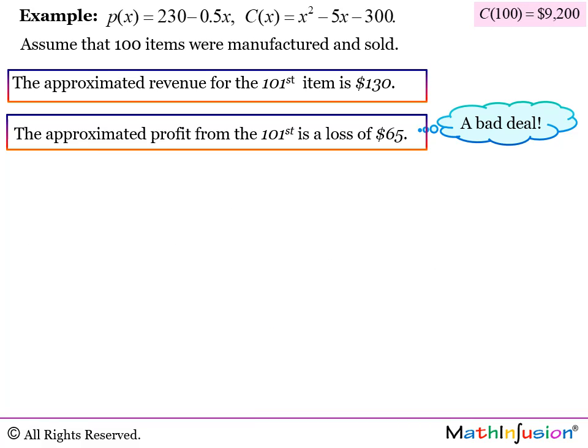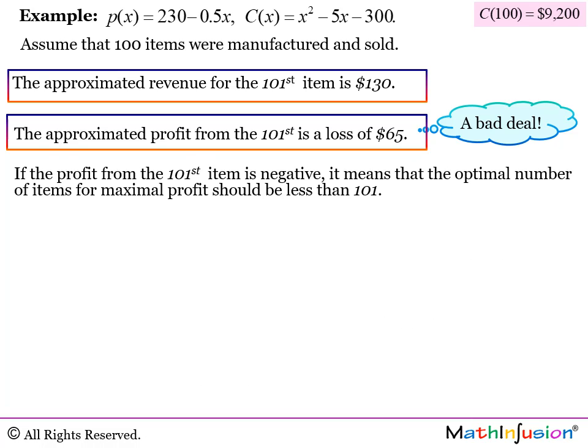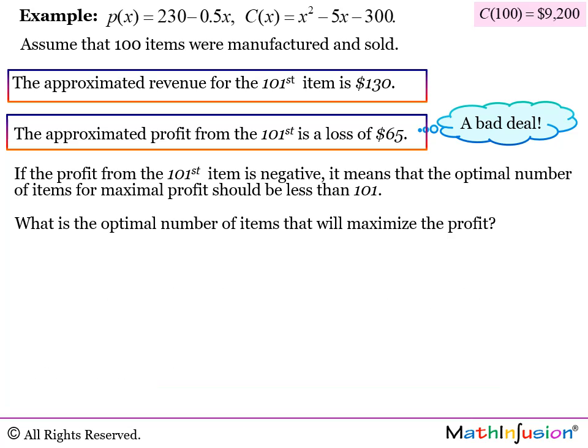Let's summarize this example. The approximated revenue from this additional 101st item is $130. The profit is a loss of $65. It means that the optimal number of items for maximal profit should be less than 101, obviously. What is the optimal number of items that will maximize the profit? You can calculate that. The profit is R(x) minus C(x).